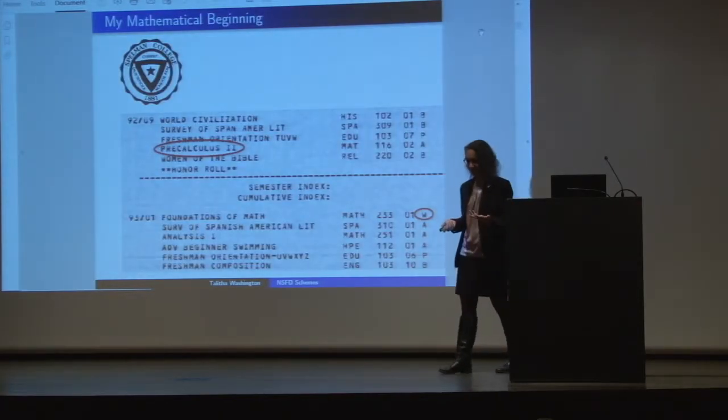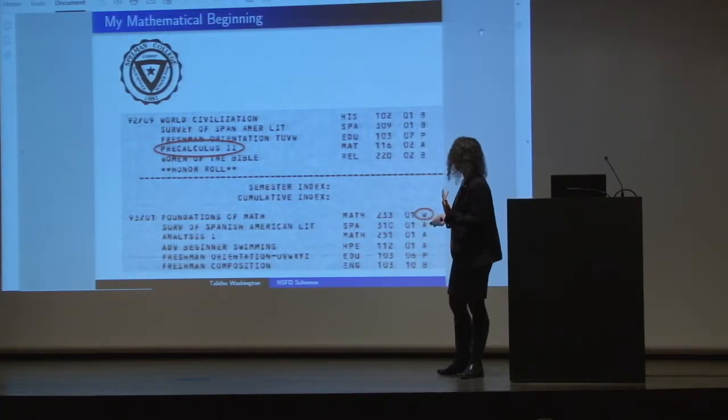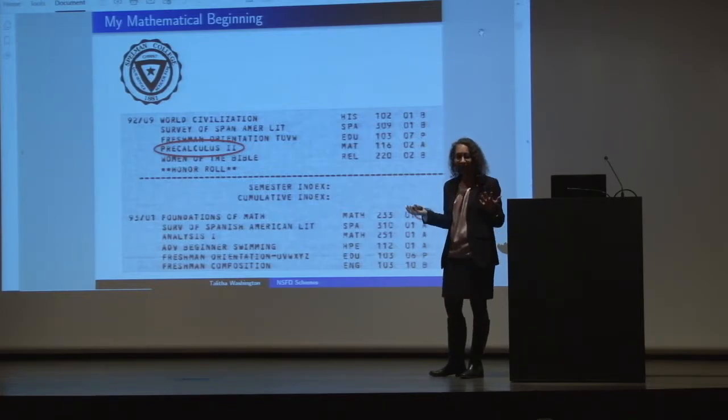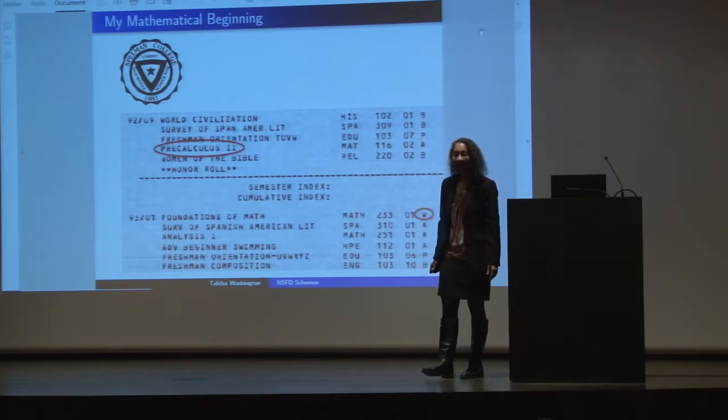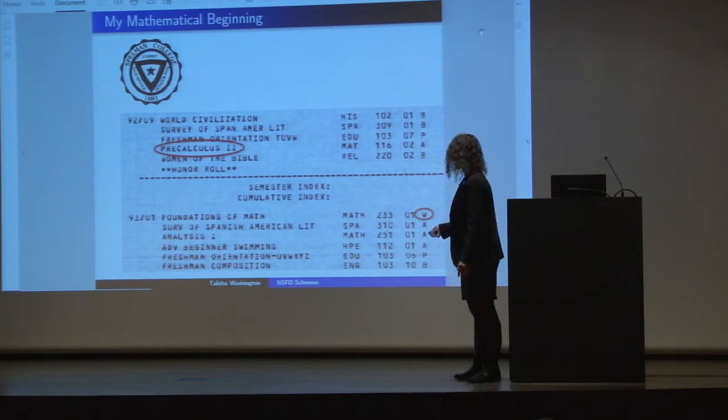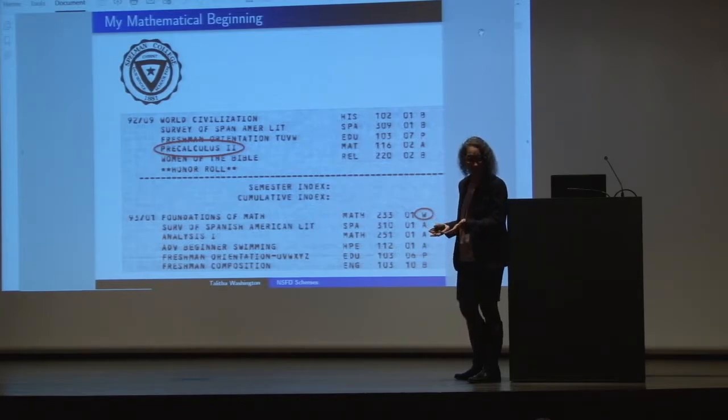So where did I start? Right, so this is what I call my mathematical beginning. I went as an undergrad to Spelman College. I took calculus in high school, and I tested into pre-cal 2. I was like, oh, really? Thanks, right? And then the second semester, I took analysis, as they call it, that's calculus 1. But I also took Foundations of Math, which is the introduction to proof writing.